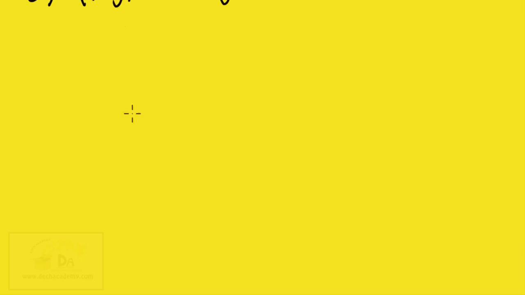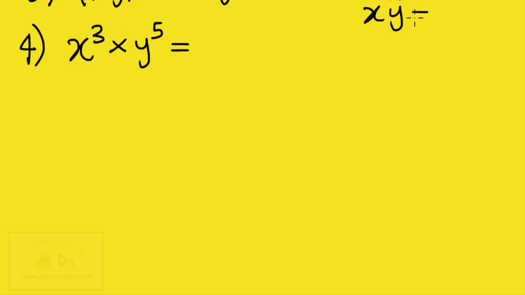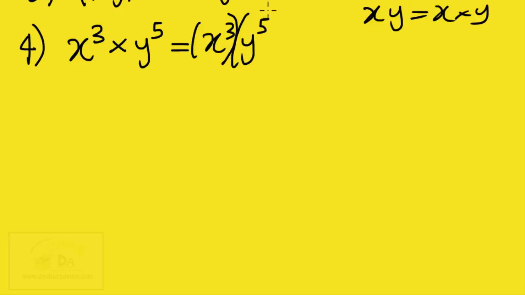Let's try another example. x raised to the power of 3 times y raised to the power of 5. Using the same rule we've used previously, xy equals x times y. This gives us x^3 times y^5. You just place them by each other. This can be read as x^3 times y^5.